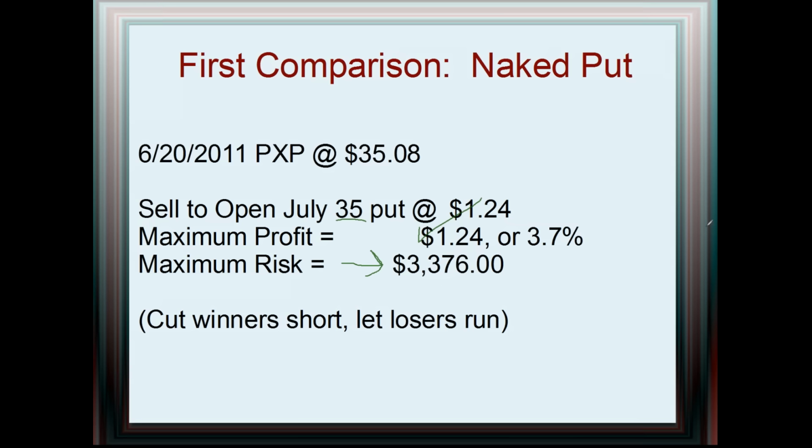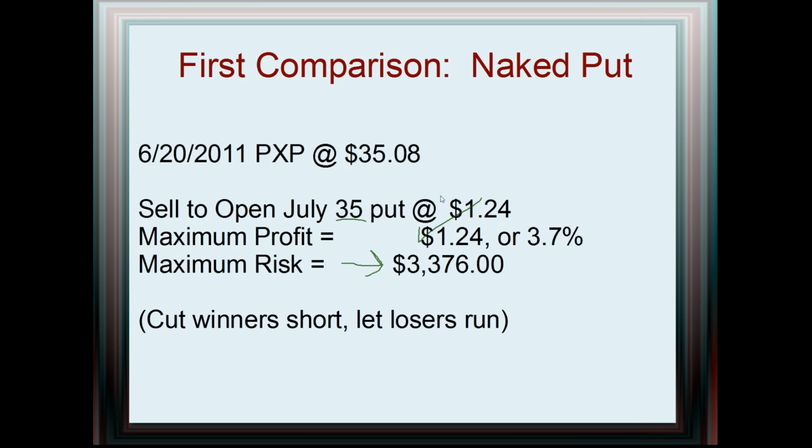The naked put profit and loss chart is the opposite. Same with the covered call. It's sort of the opposite of the married put play, isn't it? This cuts our winners short. If PXP rallied and moved up to $41, $42, $43 per share, we're only going to make $1.24. We didn't take any other advantage of that movement of that stock. Does it let the losers run?